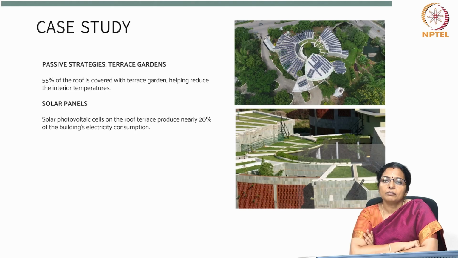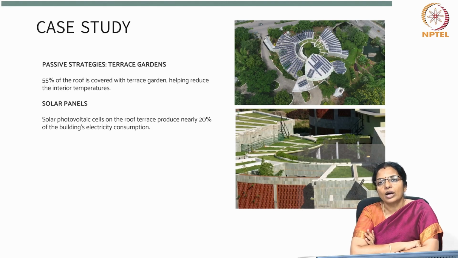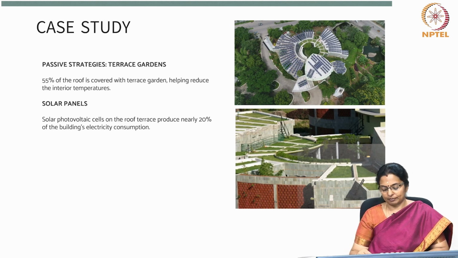Now, because of the use of some of the other advanced passive techniques such as terrace garden and solar panels, a lot of energy savings has happened. Nearly 55% of the roof is covered with a terrace garden. This helps in many ways. It reduces interior temperatures, it reduces UHI, the urban heat island effect, and the radiation back to the earth is also reduced. So, solar photovoltaic cells on the roof terrace produce nearly 20% of the building's total electricity consumption.